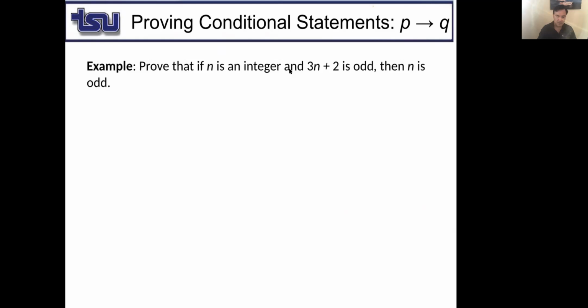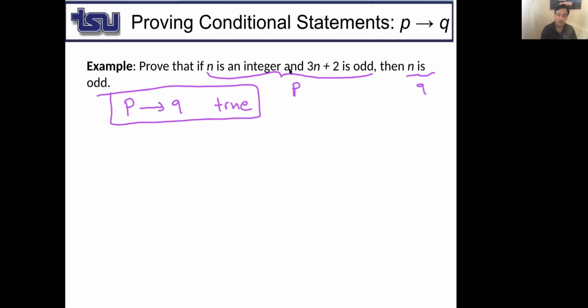Okay, here is the question. Prove that if n is an integer and 3n plus 2 is odd, then n is odd. So here, this is P, and n is odd is Q. We are going to prove P implies Q is true. That's what we need to prove, okay? If n is an integer and 3n plus 2 is odd, then n is odd.